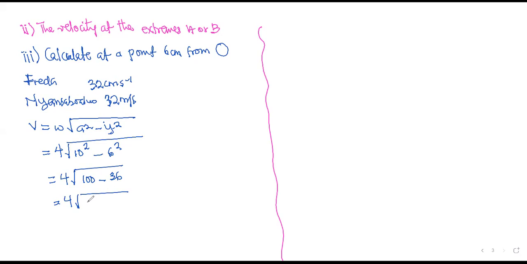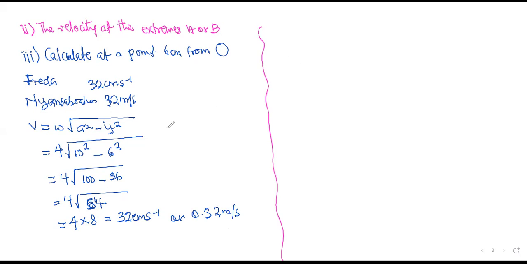What is 100 minus 64? 64? What is the square root of 64? 8. So you have 32 centimeter per second, or 0.32 meter per second.